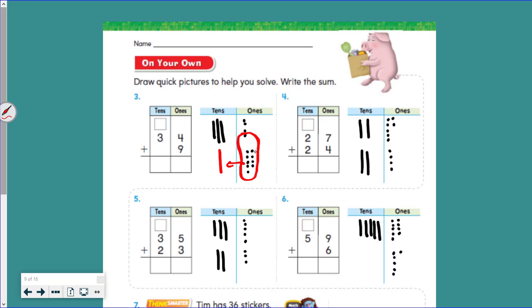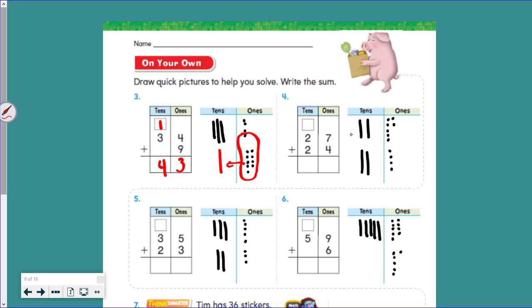Okay, so 1 10 and 3 1s. So 1 10, and I have 3 1s left behind. 13, because 4 plus 9 equals 13, right? But you can't have 13 in the ones place. Now I have my 10s, 3 1s plus 1 10 equals 4, so 43. Okay, hopefully that's what you got.